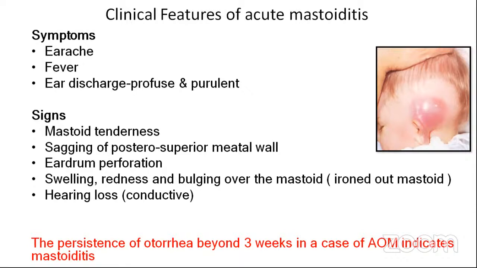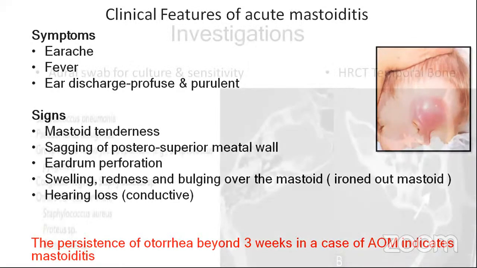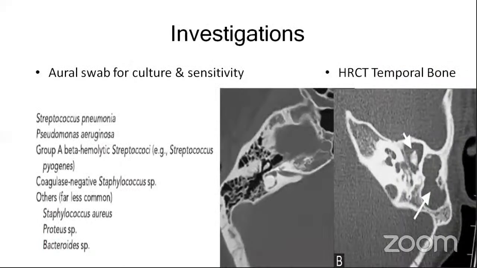So, if there is persistence of otorrhea beyond 3 weeks in a case of acute otitis media, that indicates mastoiditis. The investigations we do are an ear swab for culture and sensitivity, and we can also go for HRCT of the temporal bone, a high resolution CT scan of the temporal bone, if there are impending complications.